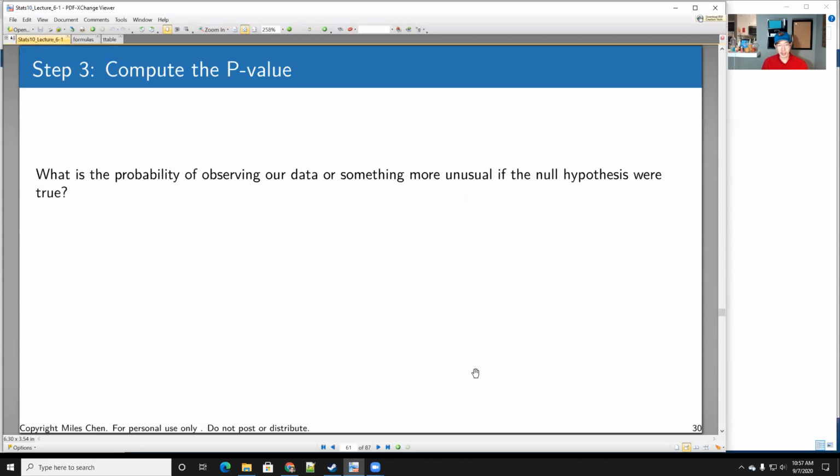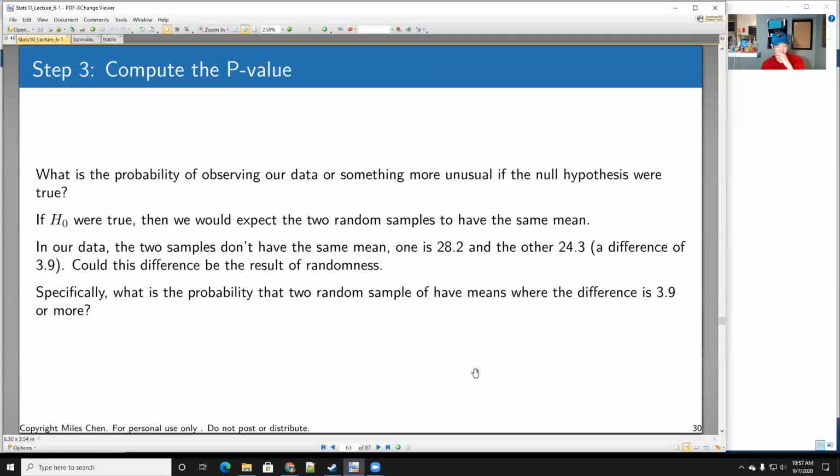All right, so we'll go ahead and compute the p-value, which is, you know, the probability of observing our data or something more unusual if the null hypothesis were true. So if it were true, then we would expect the two random samples to have the same mean, or that there to be a difference of 0 between the two means. Okay, and in our data, our two samples don't have the same mean. One is 28.2 and the other is 24.3, or there's a difference. We observe a difference of 3.9.